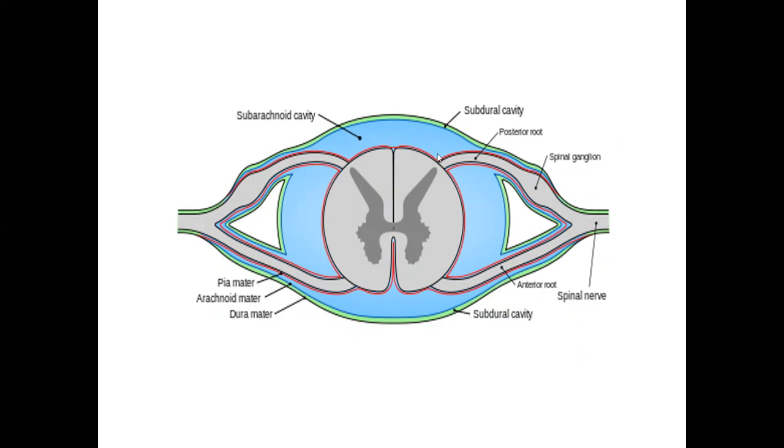Pia mater is attached to the spinal nerves and spinal cord. Arachnoid mater is between the dura and the pia, you can see here. And this is the subdural cavity.